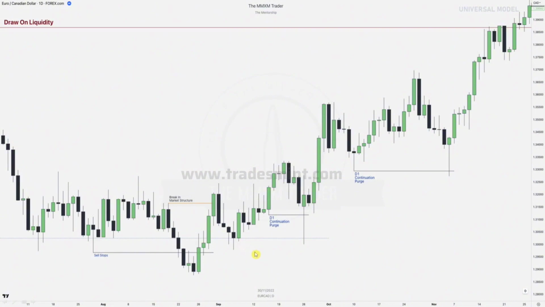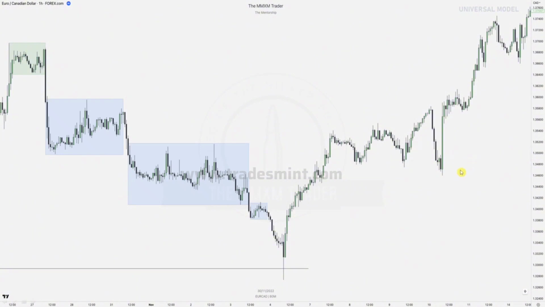So back to the daily time frame, right? First of all, we had the sell stop raid into a break of structure, then that daily continuation purge over here, and then we have another daily continuation purge over here, which makes for another opportunity on our lower time frames. So back to the 1 hour, right? And this is the second stage of that daily continuation purge. So we had one occasion first, now we're going to the second one.